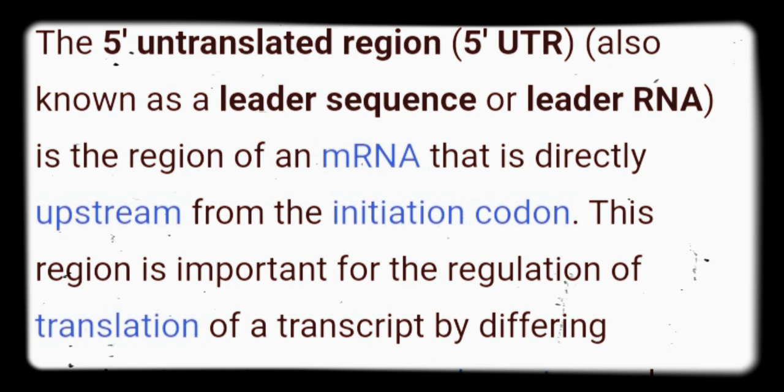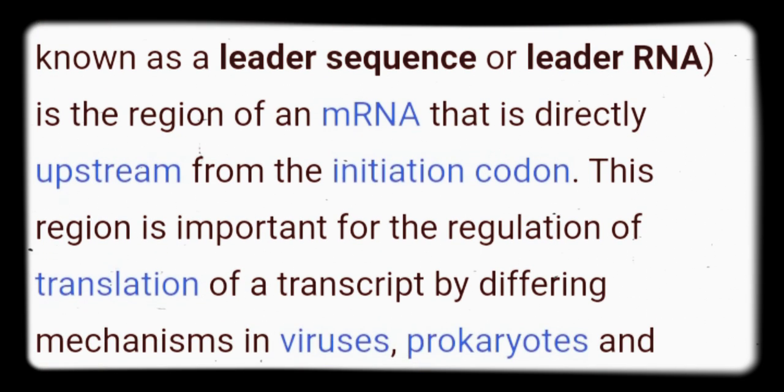Coming to this 5 prime UTR now, it is also called the 5 prime untranslated region, also known as the leader sequence. You will also call it leader RNA. This 5 prime UTR is a region of an mRNA that is directly found upstream from the initiation codon of the ORF. That is, it is located upstream from the open reading frame.